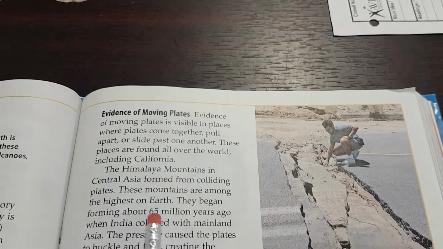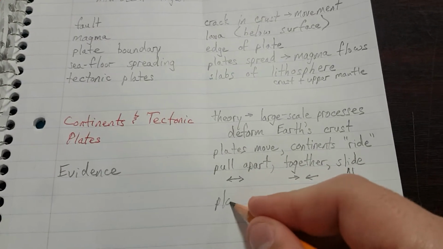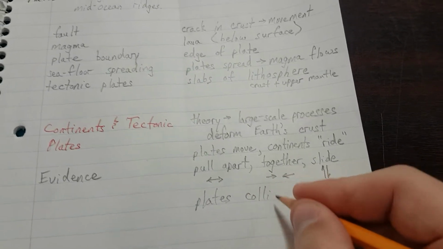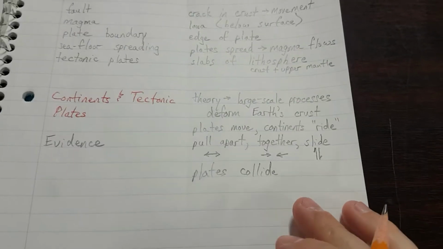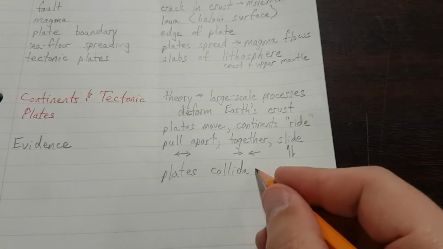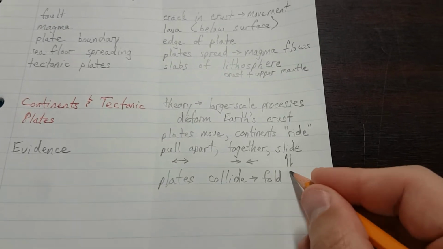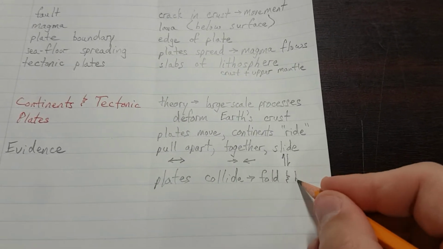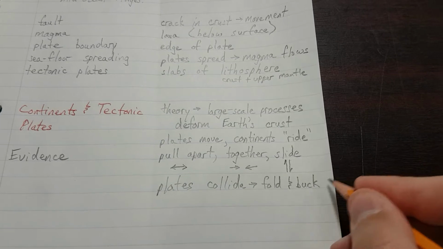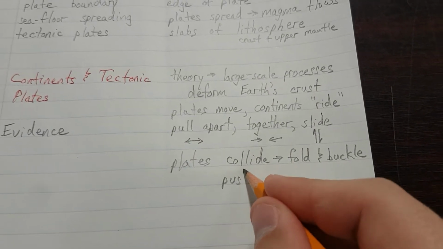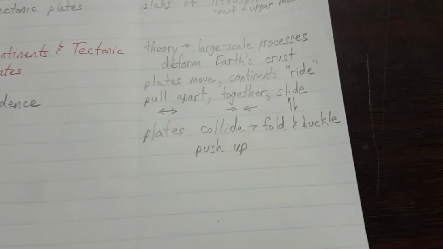So let's say something like plates collide, PLATES, COLLIDE. And then let's draw a little arrow, fold, FOLD, and down, buckle, B-U-C-K-L-E. Underneath all that, let's say push, P-U-S-H, up, U-P.